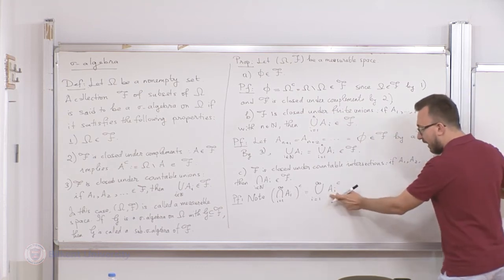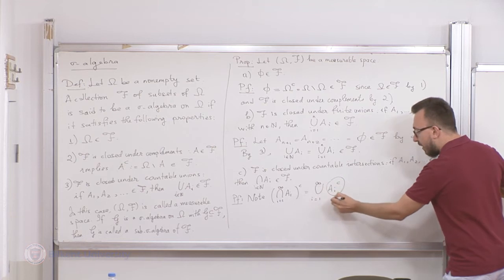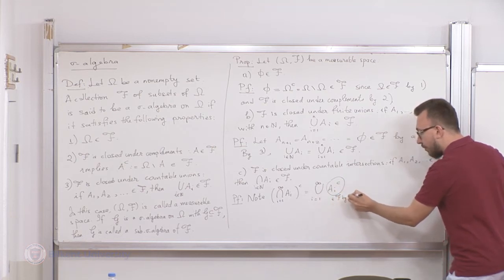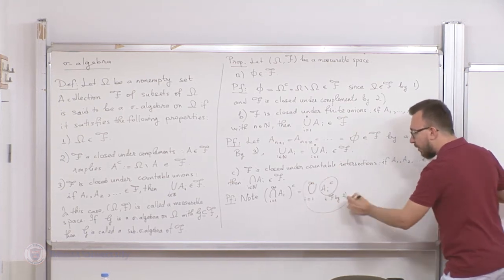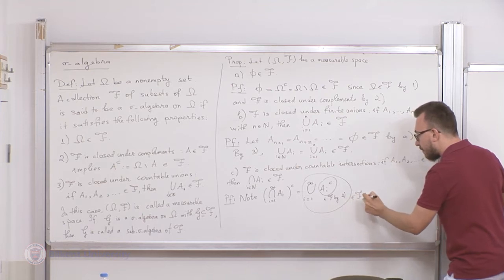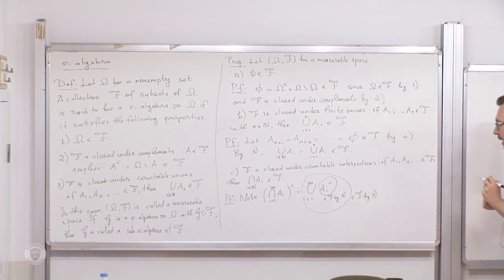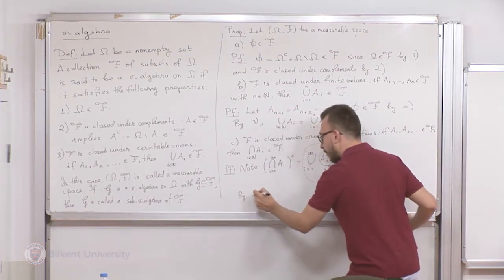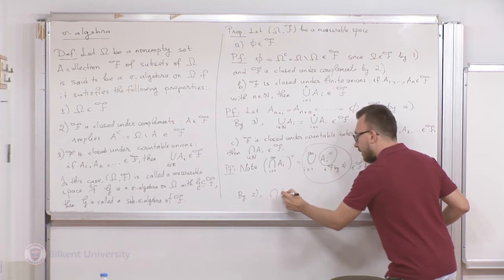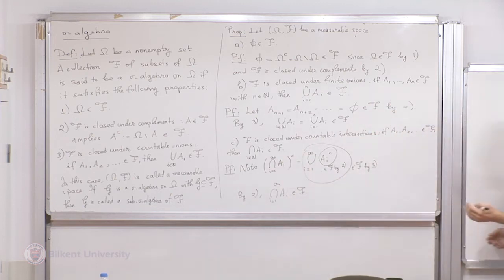So now let's argue that this is in F. First of all, Ai is in F. So Ai complement is in F by 2. And now I have sets in F, so their countable union is in F. This is by 3. And to finish, I should say that by 2, this is in F, because its complement is in F. So a set is the complement of its complement. That's why.